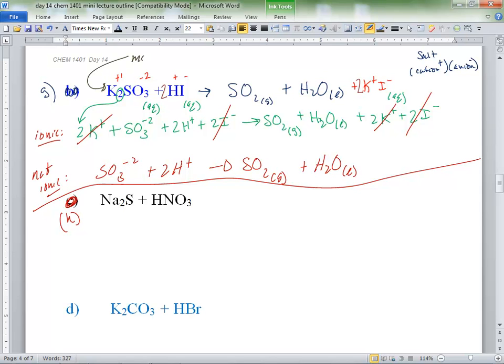The sodium. No. Yeah, the sodium sulfide. I mean, sodium sulfide. That's solid. Then HNO3 will be equals this NO3, and there's no exceptions. This is solid.